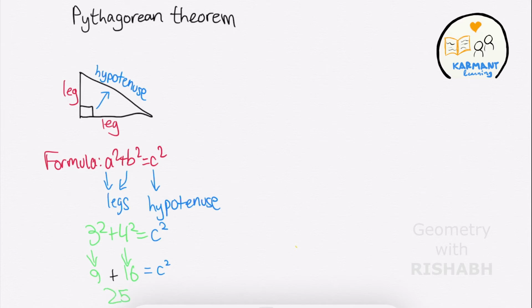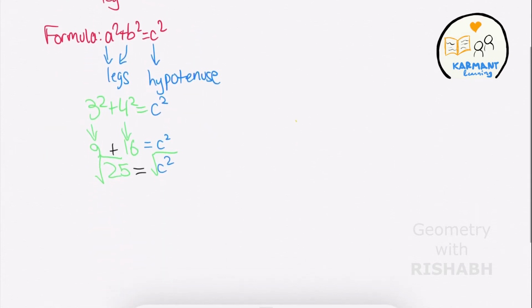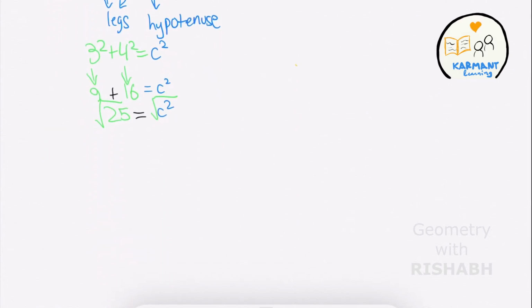Now you're at 25 is equal to c squared. Put a square root or radical sign on top of both terms. So the square root of c squared will be the square root of 25. You can use a calculator to find the square root, but since 25 is a perfect square, you can figure it out in your head. The square root of 25 is 5. Now you have found the hypotenuse. c is equal to 5, since 5 squared is equal to 25.